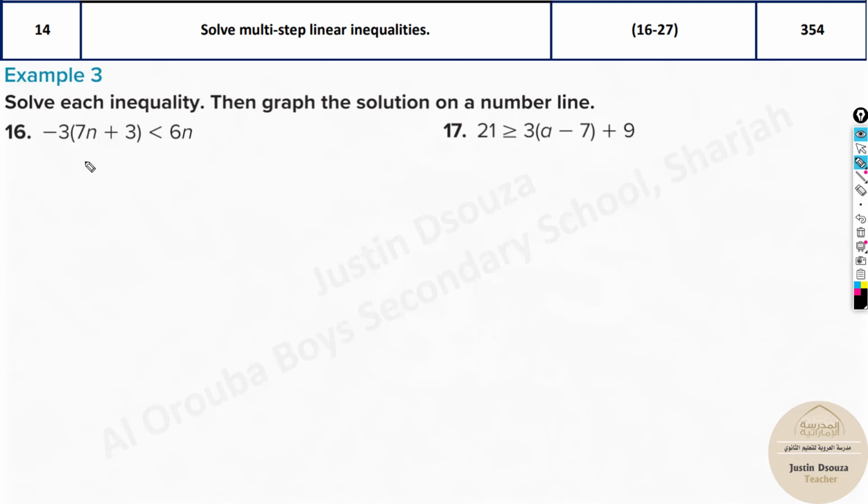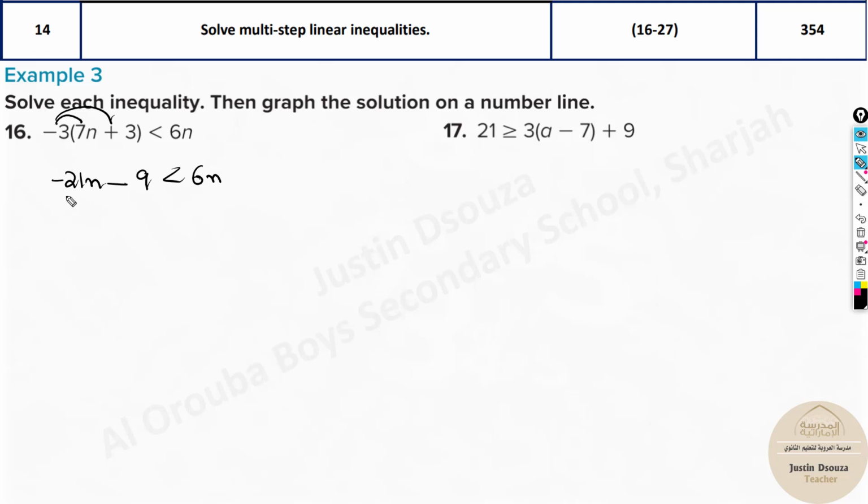We have to solve just how we do multi-step equations. Multiply this minus 3 inside, distributive property, and then solve. Minus 3 times 7 would be minus 21n. Minus 3 times 3 is 9. Whenever there's minus and over here plus, both become minus. Less than 6n. Now take the smaller number to the other side. Here this is negative, so it doesn't matter which number this is. Negative numbers are smaller than the positive numbers.